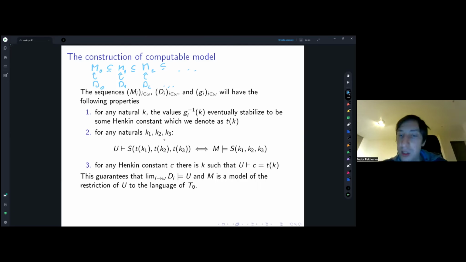Yeah, okay, so actually, if you want to guarantee that the limit of Di is a model of U, we need a bit more. We need to know that the limit of Di is correct about membership, not just about S. But anyway, we will have this also. And of course, what I wrote actually guarantees that M will be a model of the restriction of U to the original language. Okay, so in rough words, this is what the construction will be.